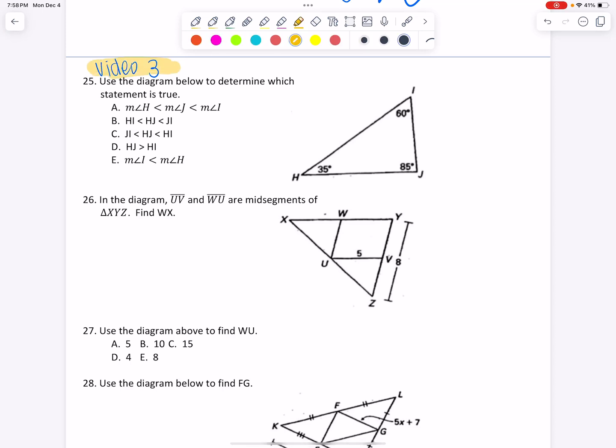Let's go. Number 25, use the diagram below to determine which statement is true. So we're looking for which one is true, meaning that of these 5, 1 should be true, 4 should be false. So let's just go one by one.